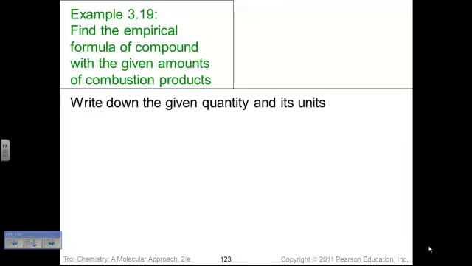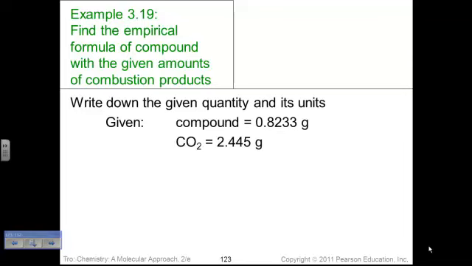So let's start by writing down our given quantities along with their units. The entire compound that's composed of C's, H's, and O's, the total weight of our compound was 0.8233 grams. After combustion, we collected and weighed carbon dioxide, 2.445 grams. And another product was water vapor. They collected and weighed it at 0.6003 grams. We want to know the empirical formula, C something, H something, O something, where those somethings are called subscripts, and those will be whole number mole ratios.